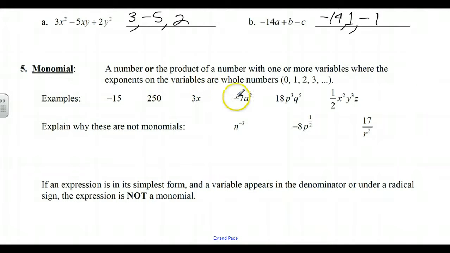3x, a number with a variable. Negative 7, a squared. This is the coefficient. 18, p cubed, q to the 5th. Again, coefficient 1/2. That's fine, right? It's these guys can't be fractions.